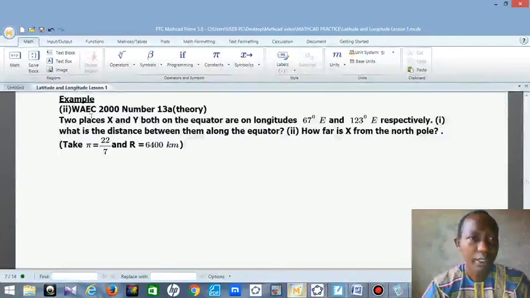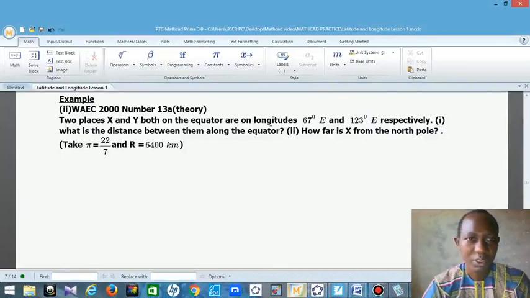Example 2, taken from WAEC 2000 number 13. It's a theory question. Let's study this example together. The question says two places X and Y, both on the equator, are on longitude 67 degrees east and 123 degrees east respectively. That means we have two points, X and Y. X is on this longitude, then Y is on this longitude 123 degrees east, and both of them are standing on the equator.